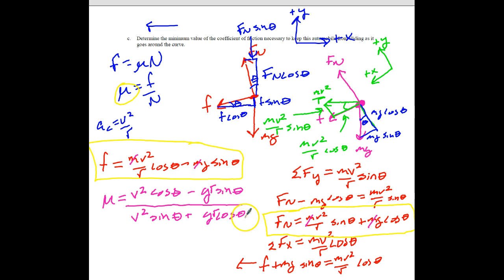Now that we have everything, we can put all of our numbers in. I won't go any further than that other than to tell you our mu value here is equal to 0.32. And you have to put all your values in. I'm just not going to do all that math for you. You should be able to do that. And that's the end of this terribly long problem.